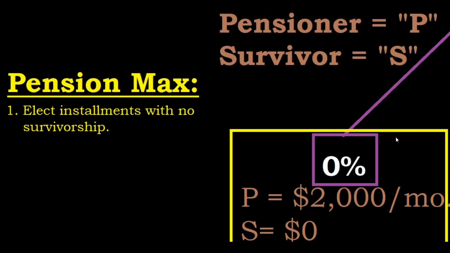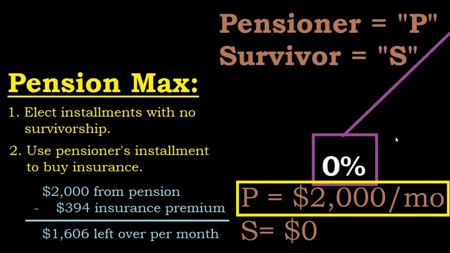Number one, choose the highest pension benefit you have access to. In this case, it's $2,000 a month. Number two, pay the insurance premium out of the extra money you get because you took the largest payout possible. So notice that on these numbers, the retiree would select $2,000 a month, and then after paying the roughly $400 for insurance, he'll still net about $1,600 a month. And that $400 a month buys him $350,000 worth of life insurance.